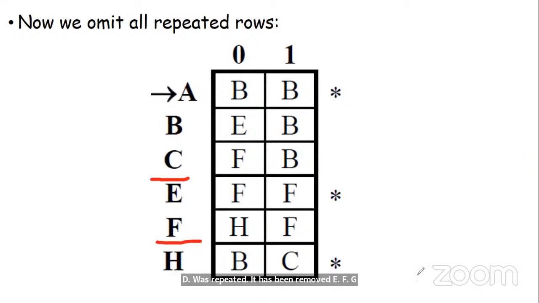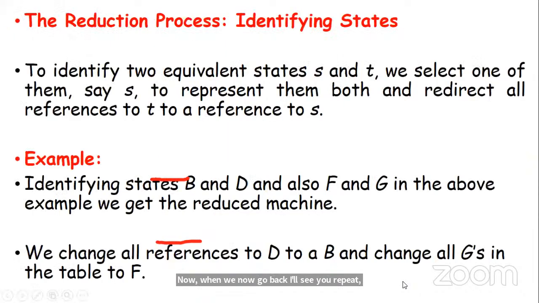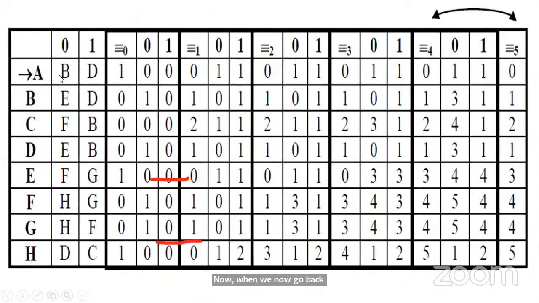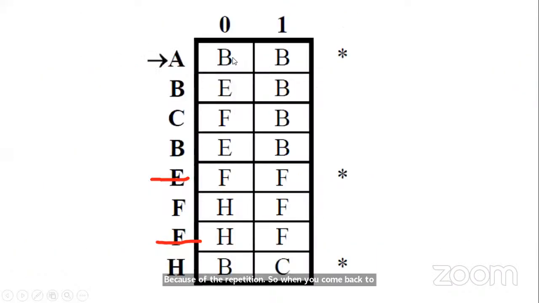Now, when we go back and see the repeated states, here you have A, B, D. Now, remember that you had removed D here because of the repetition. So when you come back to all these diagrams, this should be D, but because D has been removed, instead of writing D that was here before, you now replace it with B. So anywhere there's D, you replace it with B.